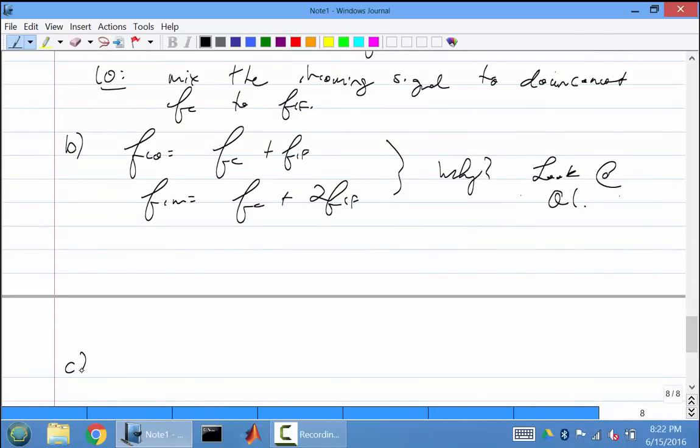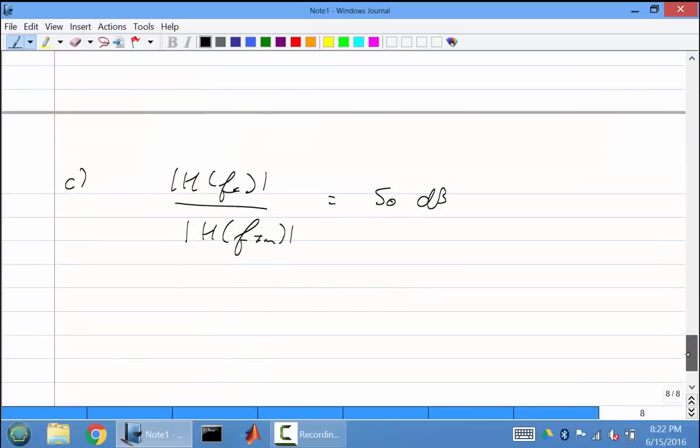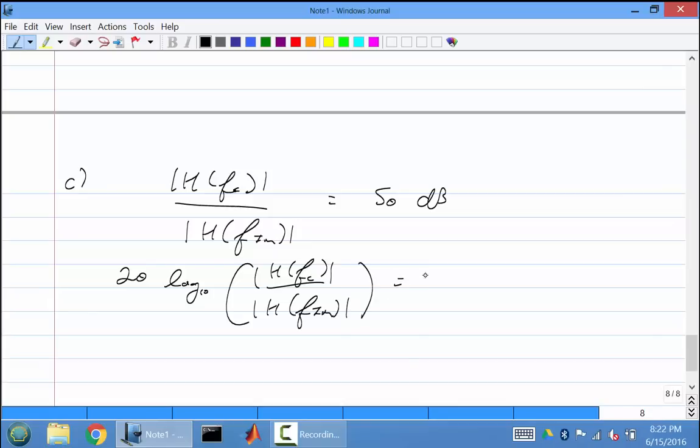Okay, so this is part C. The image rejection looks like this. You have to make sure that the magnitude at the carrier frequency divided by the magnitude at the image frequency, the gain over the image with respect to the carrier, is 50 decibels. Because this is in decibels, you have to do 20 log of the magnitude ratio. Actually not equal to 50, but you have to make sure that it's at least 50 or more.